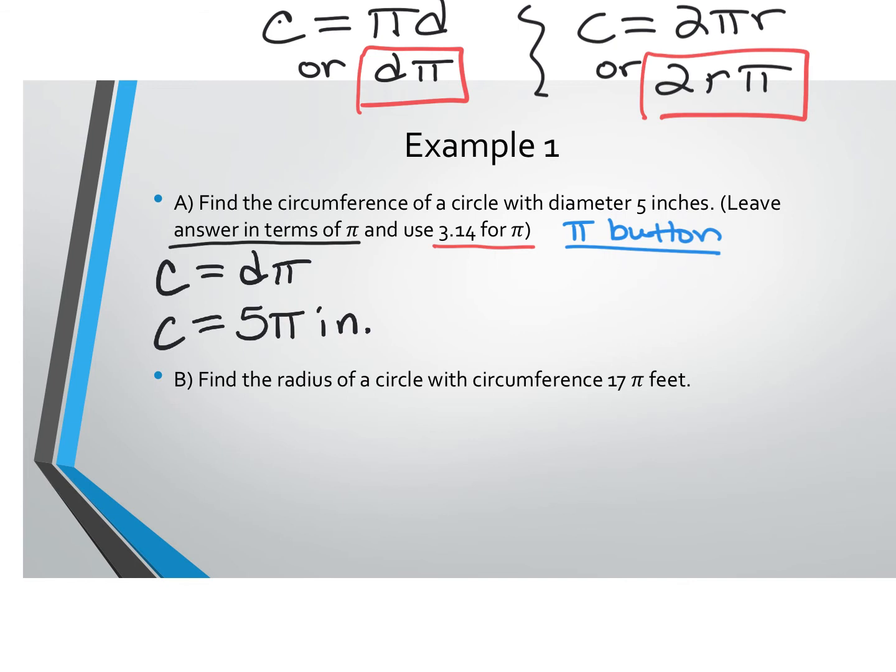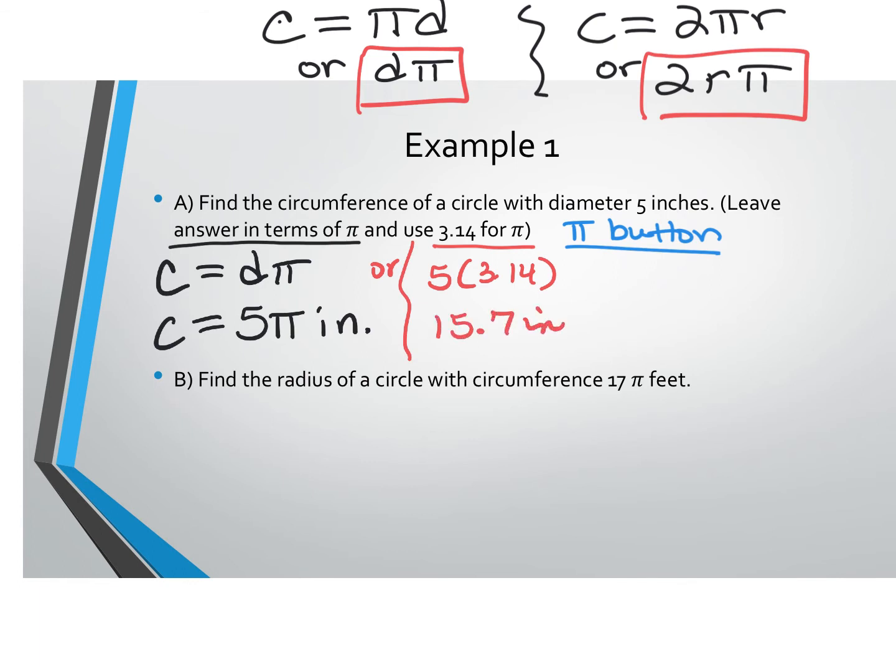Now, if I were using 3.14 for pi, I would do 5 times 3.14. And then if I round my answer in the homework tonight, some of the questions just read what place you're rounding to. A lot of them say hundreds place. So when I multiply 5 times 3.14 on my calculator, it's just going to give me 15.7.